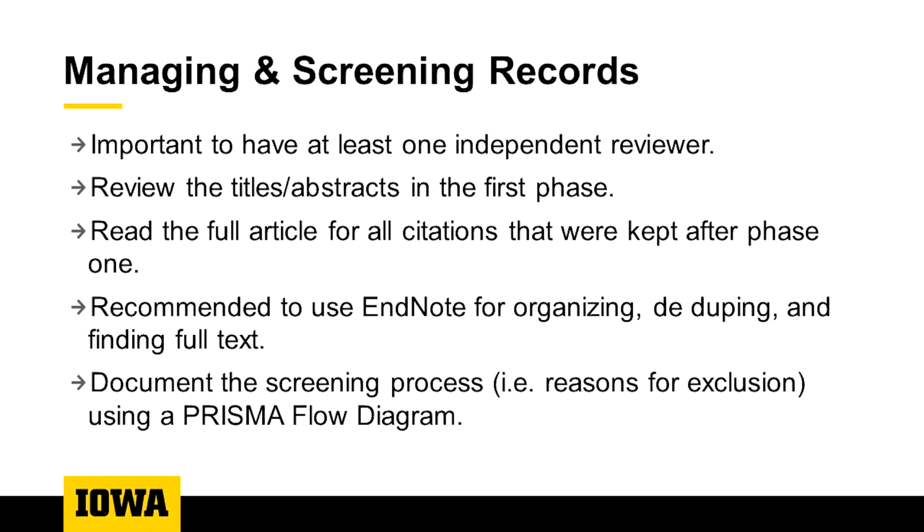So for managing and screening your records, it's important to have at least 1 independent reviewer on your team. The first phase of the screening process involves reviewing the titles and abstracts. In the second phase of the screening process, you'll read the full article for all citations that were kept after phase 1. We recommend that you use EndNote for organizing, deduping, and finding full text for all of your citations. And it's very important to document the screening process, especially the reasons for excluding any citations, using a PRISMA flow diagram.